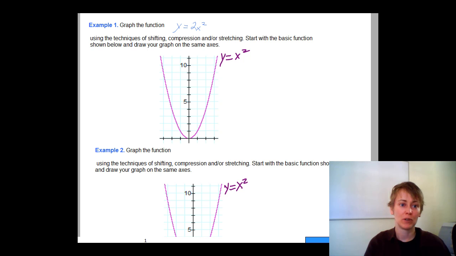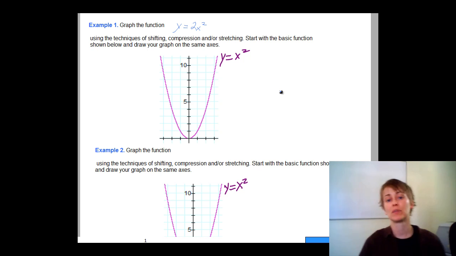So example number 1 says this. You're given a function, y equals 2 times x squared, and you're asked to graph it. Now before we begin, you'll notice that the x squared is being multiplied by 2, and I told you that whenever you multiply by a number larger than 1, it's a vertical stretch. So we expect that our graph is going to look skinnier and stretched up more so than y equals x squared.